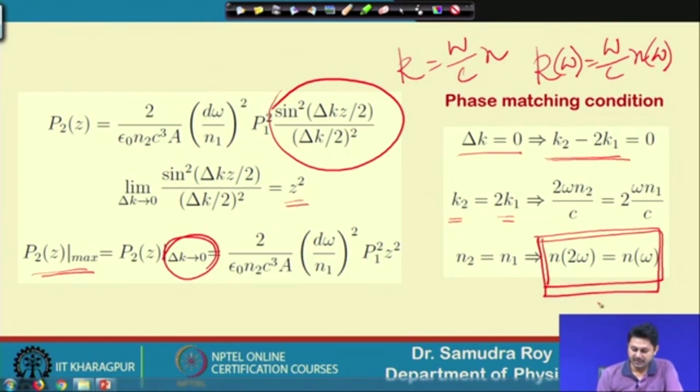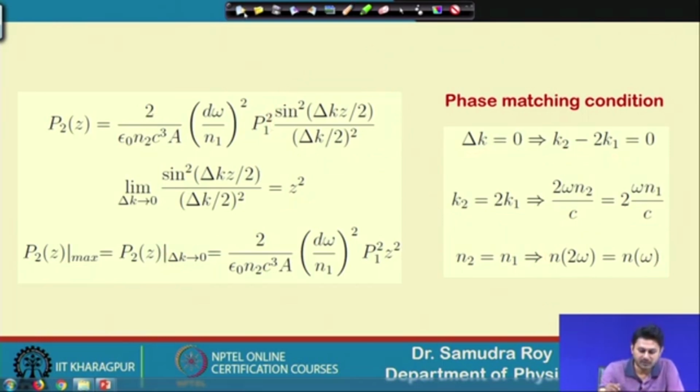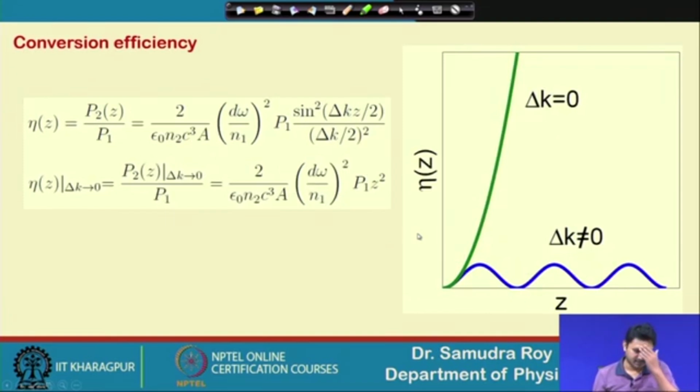So, this is a very critical condition, and normally we do not have this condition because of the dispersion property. We will discuss it later, but at this point you should know that if we somehow achieve this condition, we can maximize the power conversion. So, the second harmonic power will be converted more efficiently under this condition.